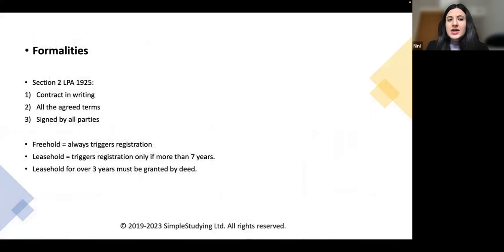Formalities covered under Section 2 LPA 1925. For conveyance of the land, contract must be in writing, all the agreed terms signed by all parties. Freehold. There are two types of ownership: freehold and leasehold. Freehold always triggers registration. Whenever freehold title is conveyed to someone else, it has to be registered. Leasehold is only registrable if it's for more than 7 years. So if it's a lease, it doesn't have to be registered unless it's more than 7 years. Leasehold for over 3 years must be granted by deed. It must be in writing.